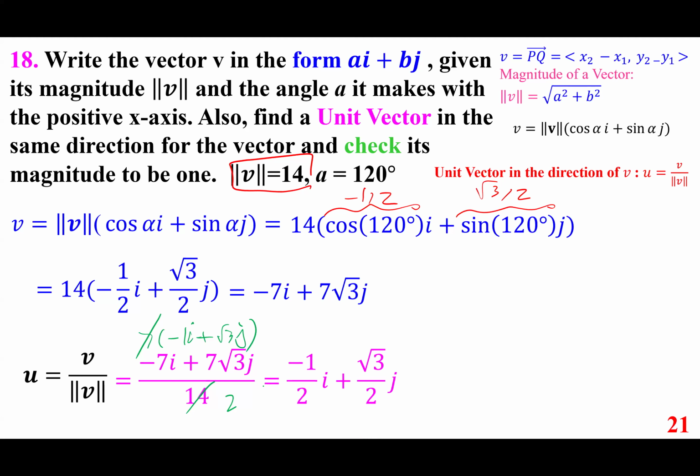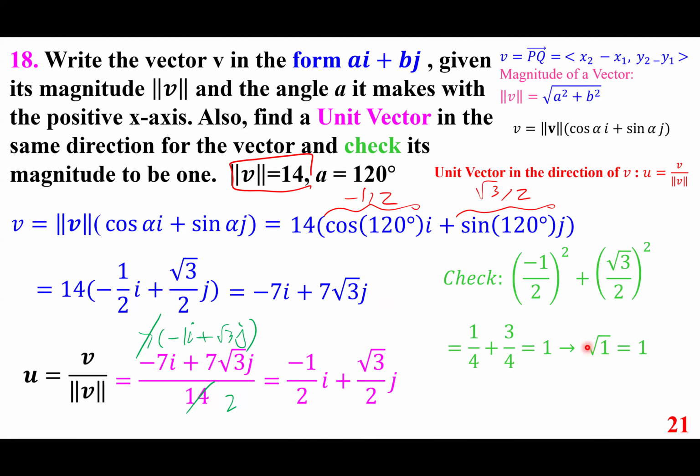We are done. The last part is checking. A unit vector, by definition, is a vector whose magnitude is 1. So all you have to do is square these two parts. This gives you 1/4. This gives you 3/4. They add up to 1. And of course, square root of 1 is 1. Even if you stop here, that is a check because square root of 1 is 1. So to find out whether it's a unit vector or not, you have to find its magnitude, everybody.